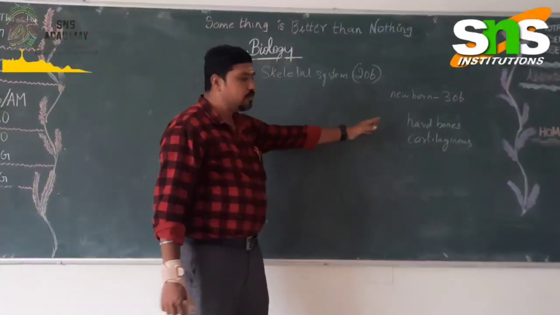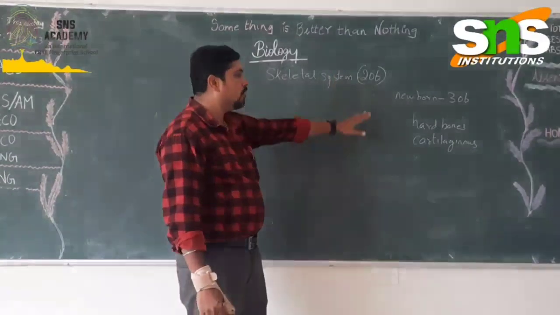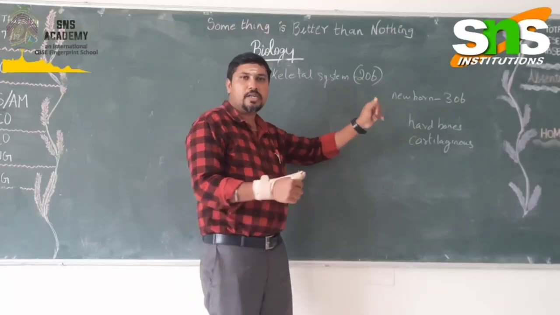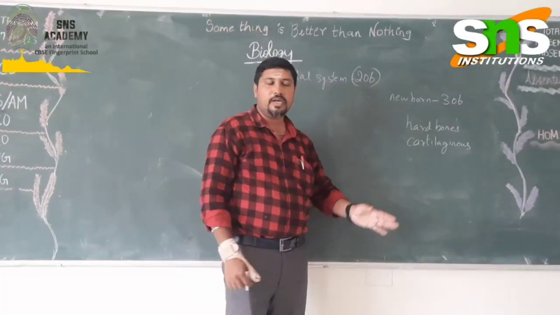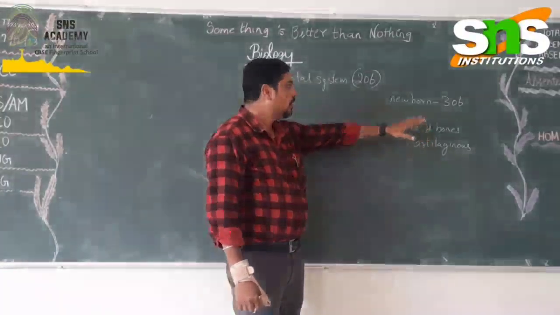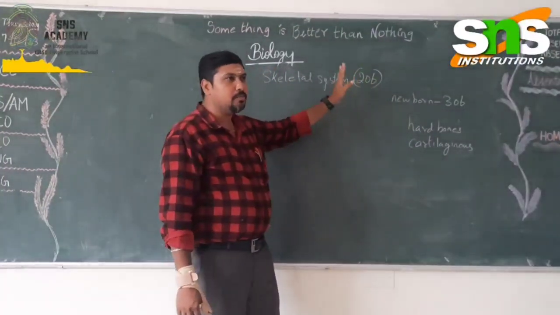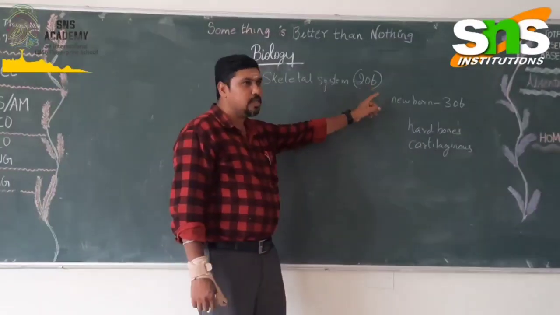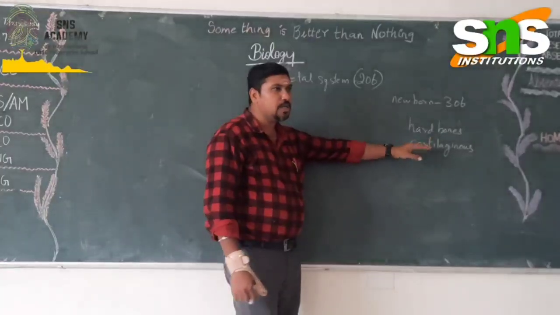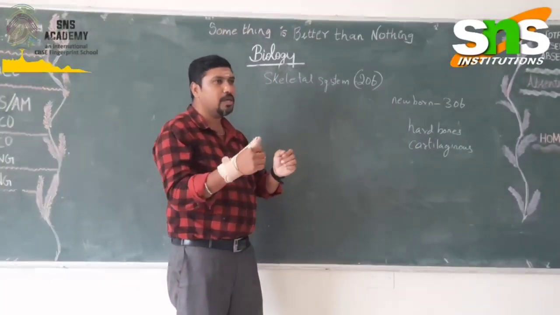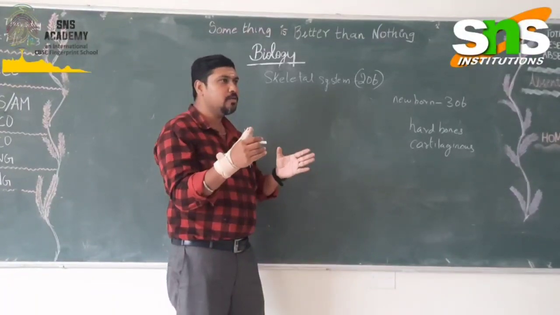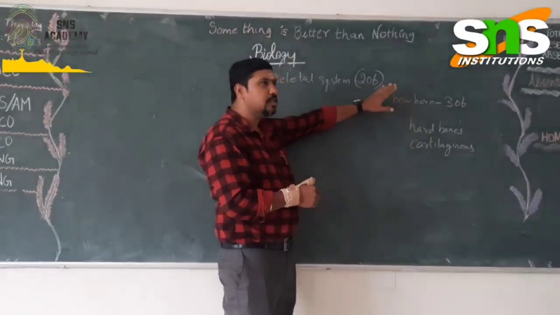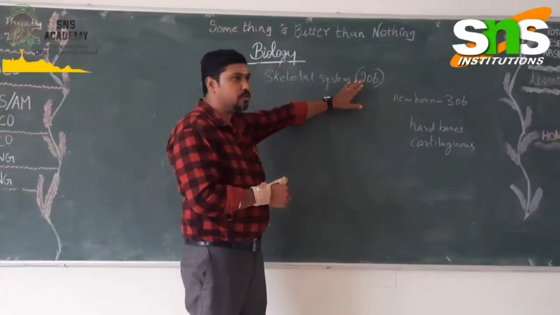Okay, coming to the hard bones and the cartilaginous bones. In a newborn baby, you have 306 bones, and those are made up of cartilage. When the baby grows into an adult, it has 206 bones. How does the transformation occur? The cartilaginous bones get connected with each other, and while growing up, they form into single bones. So that is the transformation, 306 becoming 206 bones.